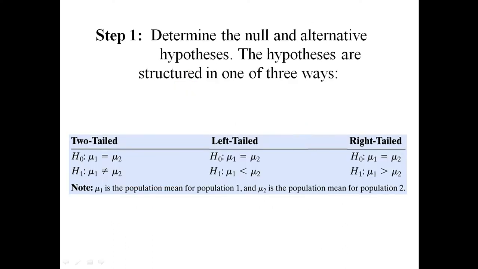Step 1. Determine the null and alternative hypothesis. The hypotheses are structured in one of 3 ways: two-tailed test, left-tailed test, and right-tailed test. In two-tailed test, U1 is not equal to U2. In left-tailed test, U1 is less than U2. In right-tailed test, U1 is greater than U2.